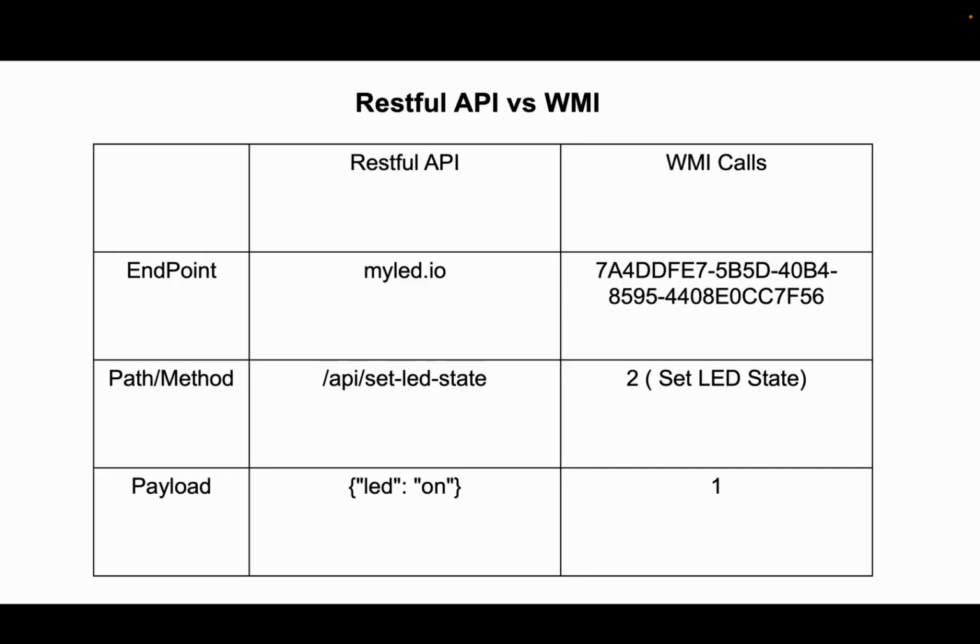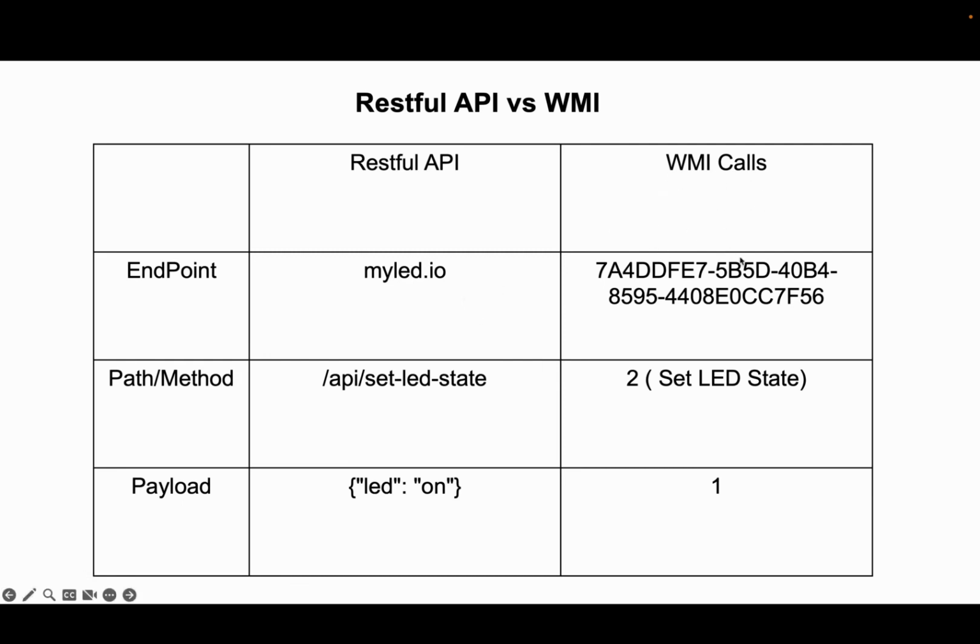Let's get back to WMI and compare it with a simple web service that can turn an LED on and off. I think most of you have some experience with using RESTful APIs, so let's compare RESTful API and WMI calls so we can get a better understanding of it. In a RESTful API, we usually have a domain or an endpoint to which you send your commands or payloads.